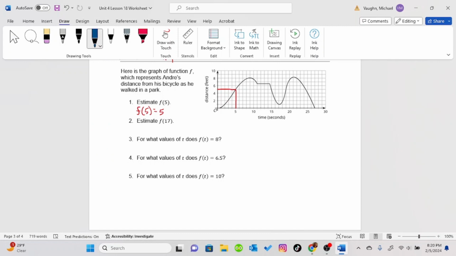Number 2, estimate f of 17. Again, the number in parentheses is the input, so we go over until x equals 17. We go up until we hit the graph, and then we go left to find the y value, and the y value is 1. So it appears that f of 17 equals 1.